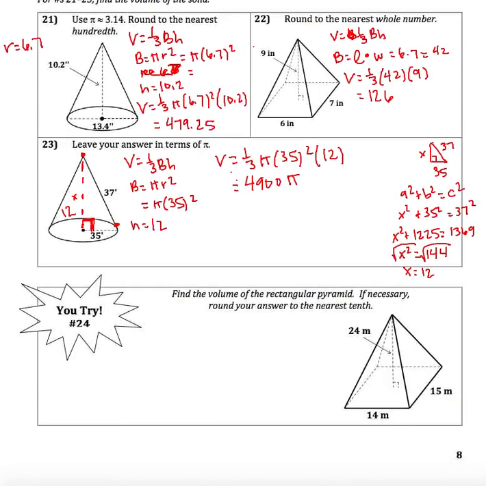Okay, you try number 24. So you're finding the volume of a regular pyramid and if necessary, you're going to round your answer to the nearest tenth. To find the volume of a regular pyramid, you're going to use the volume formula for a pyramid, which is 1/3 big B H, where big B is the area of the base, and in this case the base would be a rectangle, and so my area would be length times width, which would be 14 times 15.